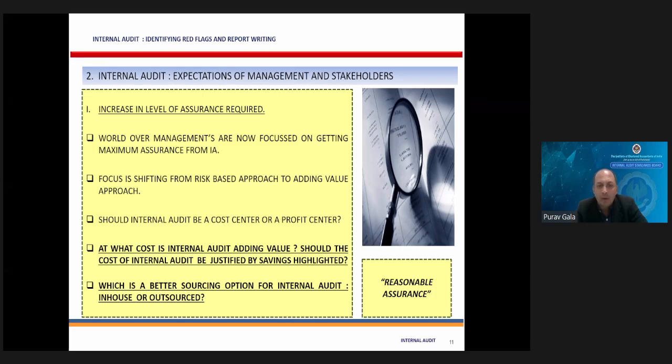Should audit be a cost center or a profit center? How is it adding value? Should the cost of audit be justified by savings? What is better, having an in-house audit model or outsourcing it to a CA firm? My view: audit can never be a profit center. Value unlocking is only a byproduct. As long as the audit is providing reasonable assurance, having an in-house resource or outsourcing it to a firm is indifferent.